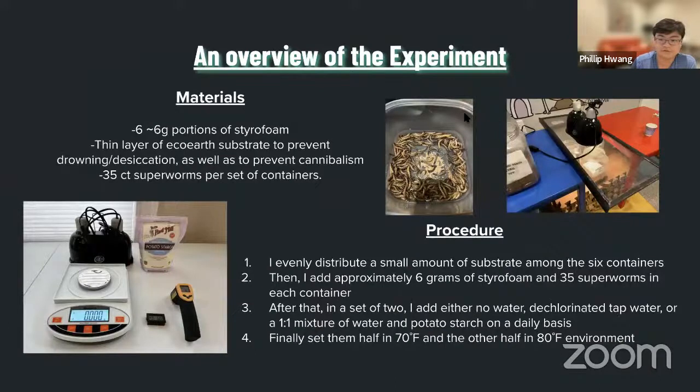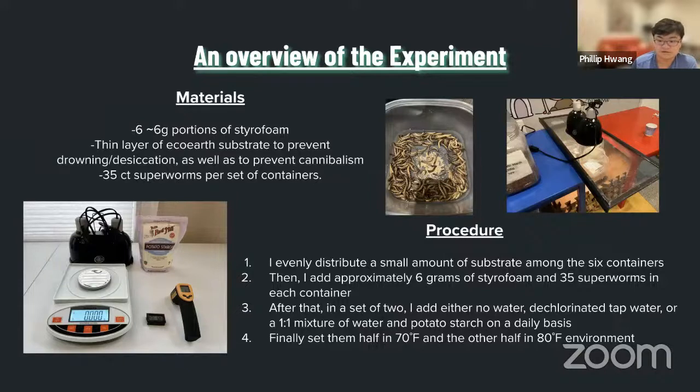So this is the overview of the experiment. I added approximately 6-gram portions of styrofoam. I measured them down to the milligrams, and then I put each styrofoam portion inside a container with a thin layer of substrate to prevent desiccation or drowning. Then I put 35 superworms in each container and set them up in one of 6 ways. One variable was heat, which I set at 70 degrees and 80 degrees.